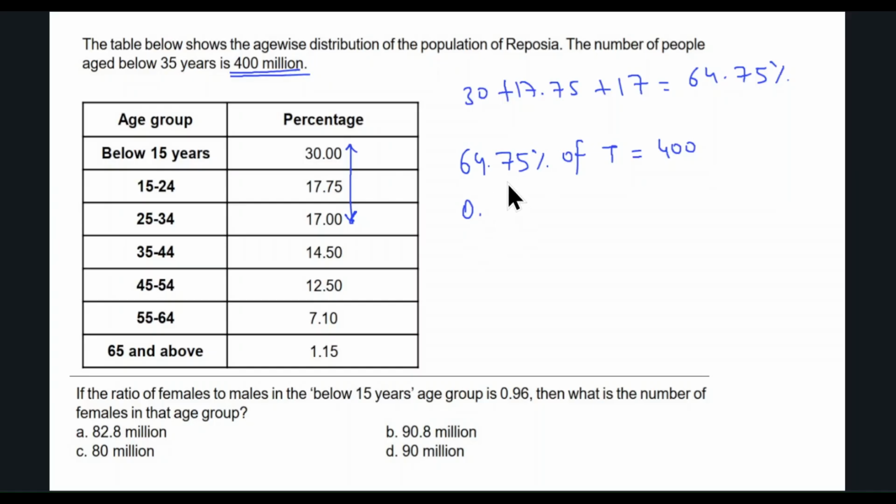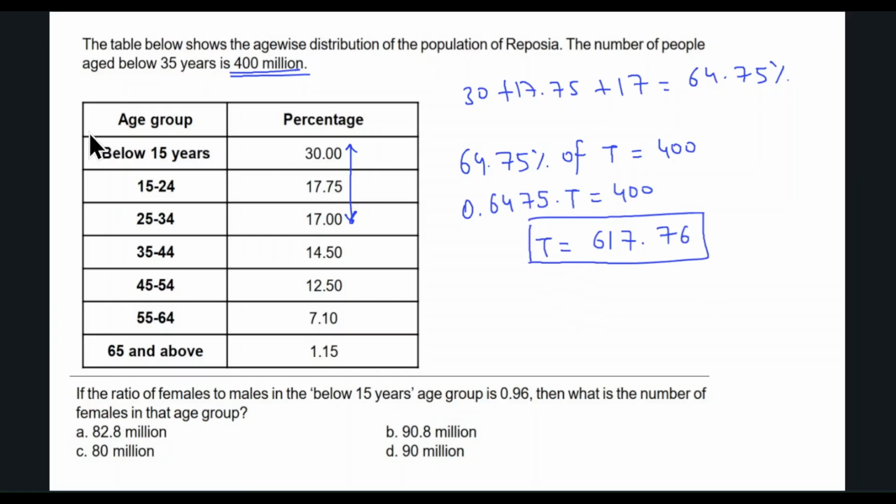So 0.6475 times t is 400. So from here, the total population comes out as 617.76 million. So what will be the 30% of this entire thing? Because that will give us the total population below 15 years. So 30% of t is nothing but 0.3 multiplied with 617.76, which comes out as 185.33.